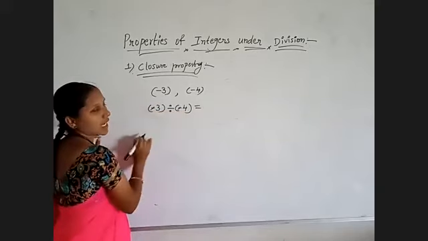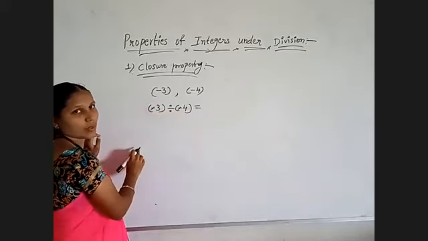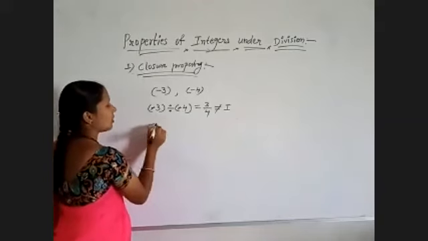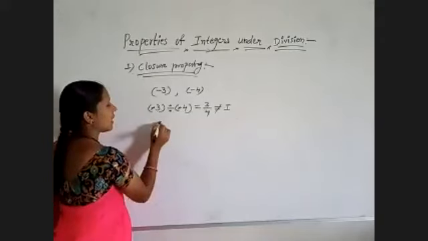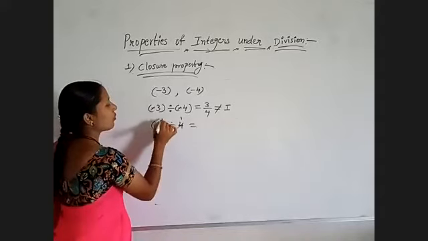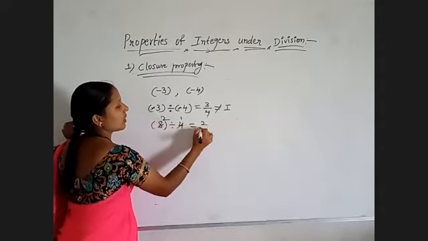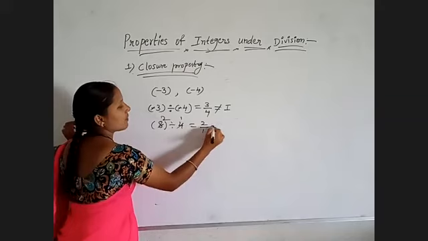minus minus will get cancelled, minus into minus. This will be 3 by 4, which is not an integer. Or suppose I have 8 divided by 4. 4 ones are 4, 4 twos are 8, so it is 2 by 1, which is nothing but 2. So 2 is an integer. Is that correct or not? We are checking, so check that.